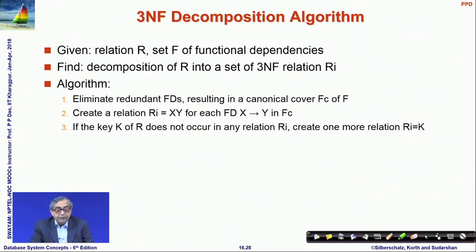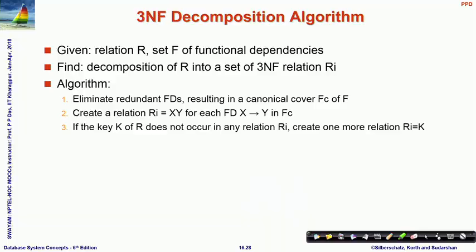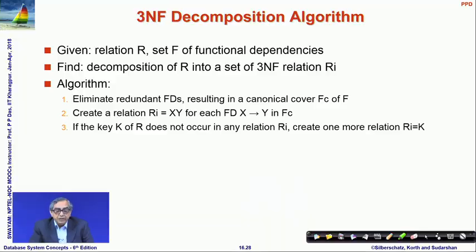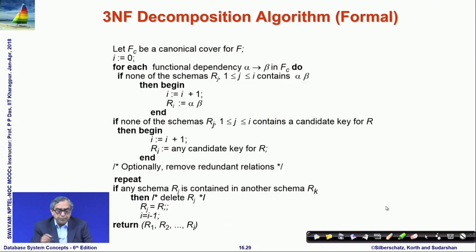Then for every functional dependency X determining Y that exists in the canonical cover, you make a relation, say the ith relation, taking the union of X and Y. So, you call it the relation XY, and you do that for all the functional dependencies in the cover. And after that, if you find that the key does not occur in any one of these decomposed relations, then you generate one separate relation to represent the key.